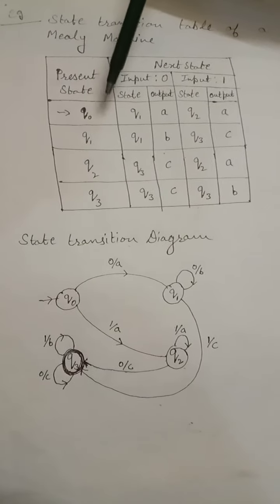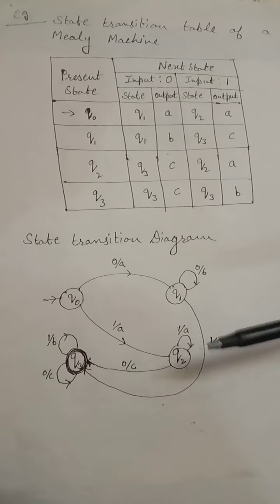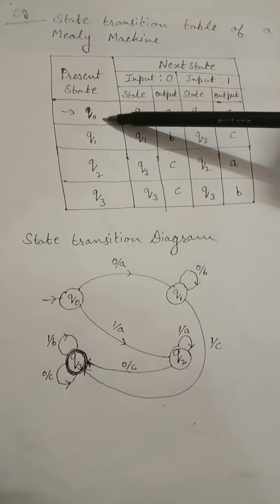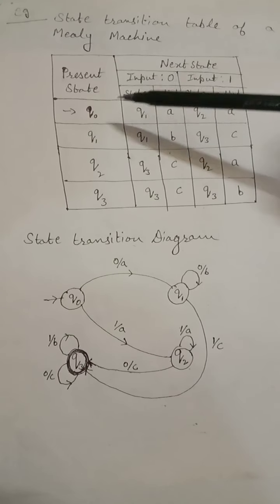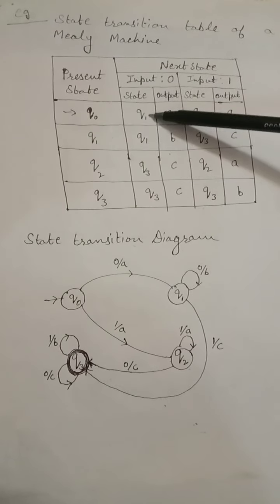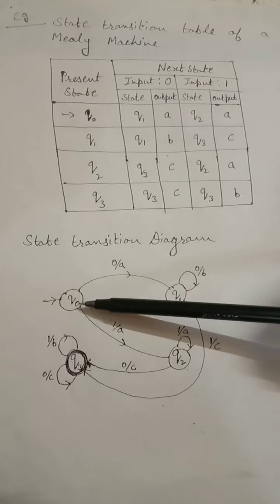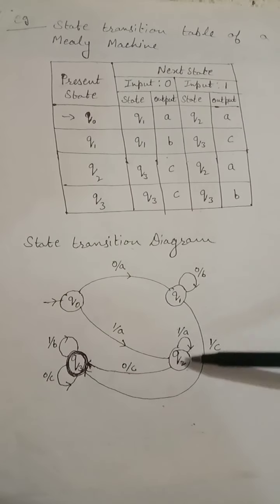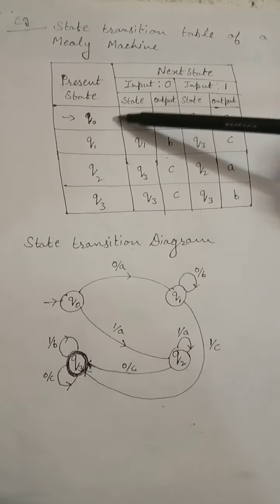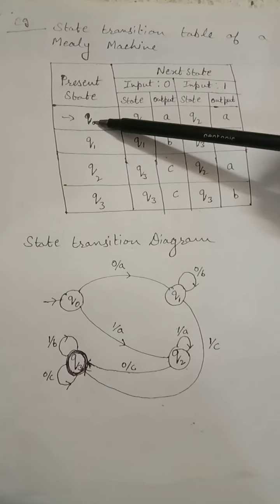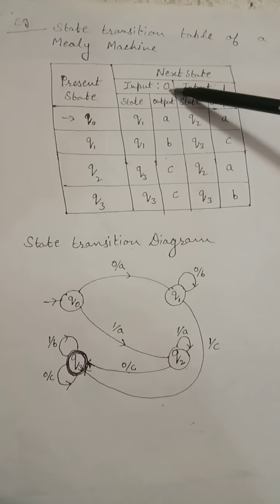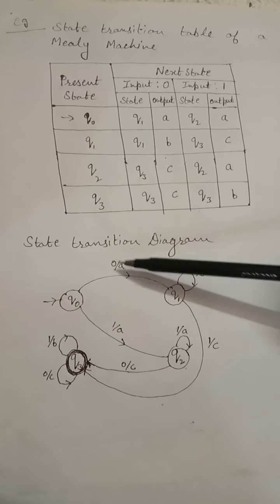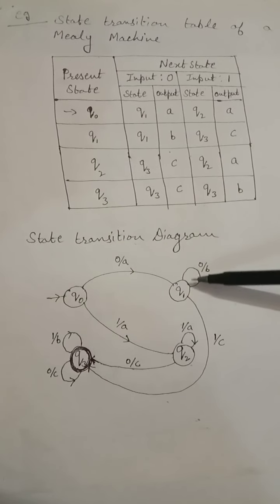So let's draw the state transition diagram. Here I have written 4 states, Q0, Q1, Q2 and Q3. The first transition is Q0 to Q1 with 0 input producing A as output, right?